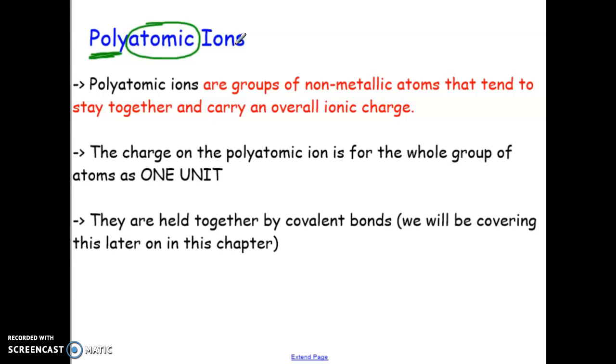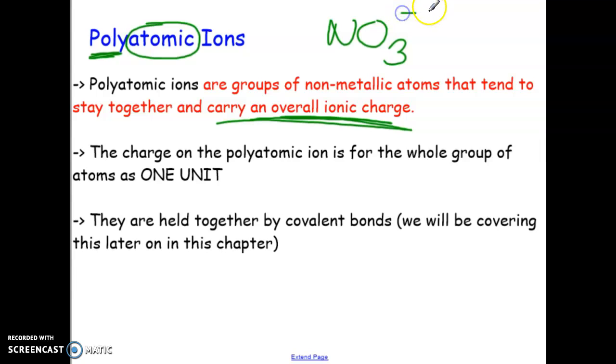It's a group, or like a little cluster, of non-metal atoms that are bonded together, but they carry an overall charge like an ion would. I'll give you an example so you can see what I mean. NO3 negative 1. This is a small cluster of atoms, 1 nitrogen and 3 oxygens, bonded together, and all together they have a charge of negative 1.